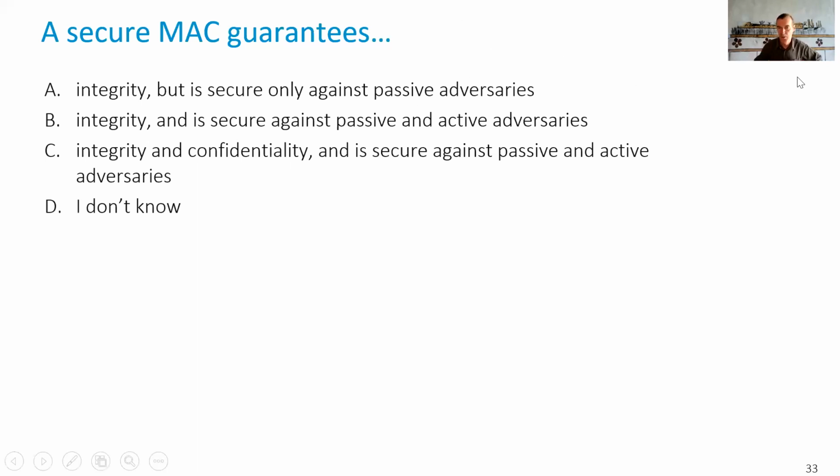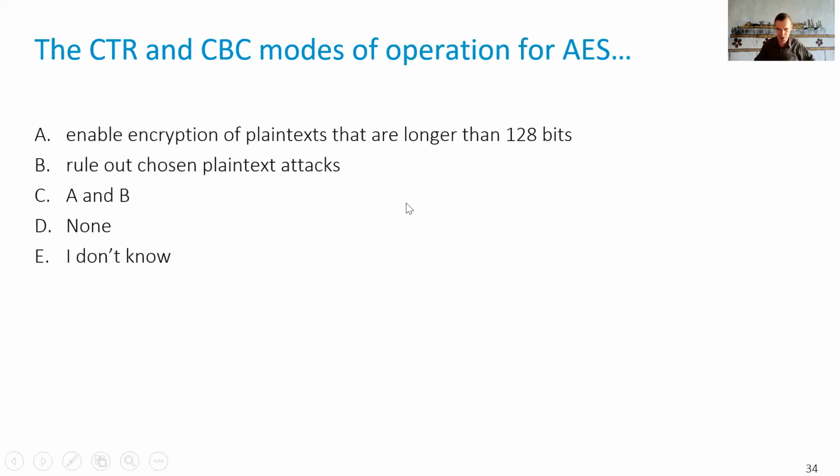A passive adversary would be an adversary that simply observes the messages and tries to infer something about the content of the message. But in the sense of integrity, if you want to attack the integrity, at some point you will need to be active. Good. Next question about the CTR and CBC modes of operation of AES.